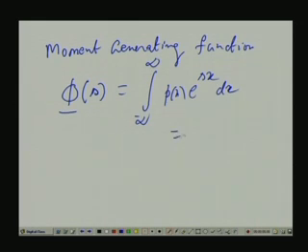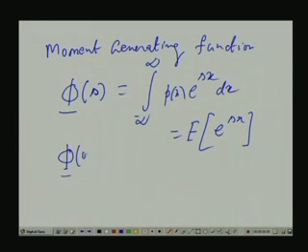Which means we can also write it as the expected value of this function e to the power s x. And as before you can see phi underscore 0, if you put 0 here, this is 1 and the integral of p x dx, that is 1. So, phi underscore 0 is 1. Okay.